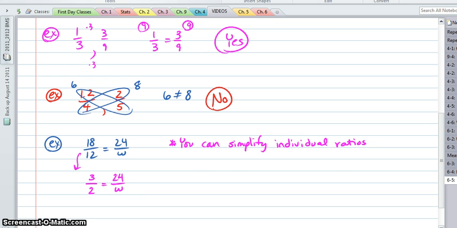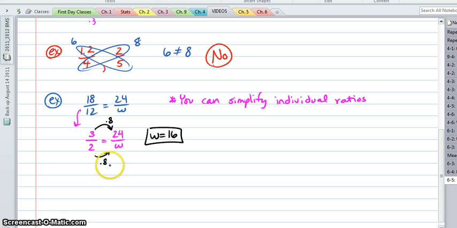Much easier. From here, there are a couple of different ways I could solve it. I can recognize that 3 times 8 gives me 24. So in turn, I can take 2 times 8 and find that W is equal to 16. Or I could use the cross product and set up an equation.